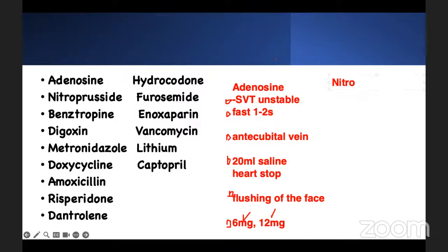Nitroprusside. Do you know what it is? Think about it. You have to look at the prefix and suffix and see if you can put it together. What do you think it is? This is a nitrate. As soon as you hear nitrate, you know that you have to avoid the fils, the sildenafil, the Viagra, and all those things, because this is a potent vasodilator. It's used in hypertensive urgency or emergency.